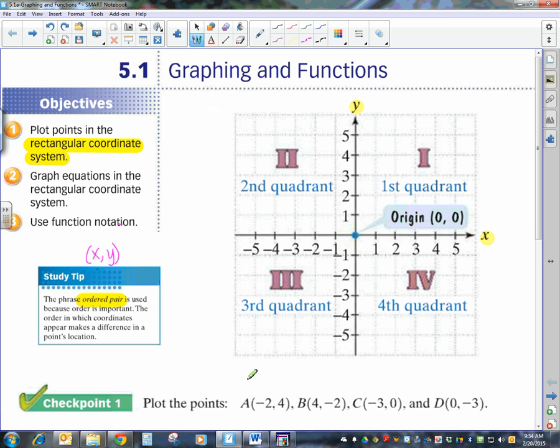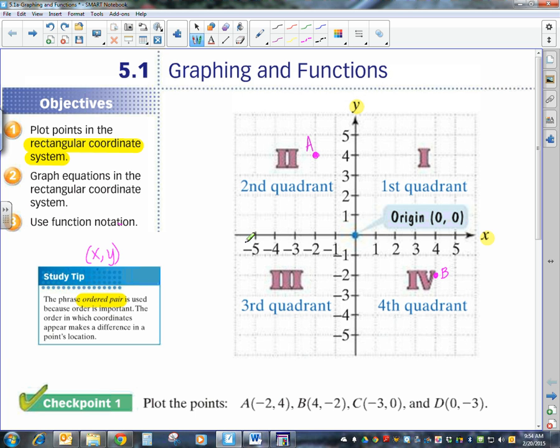So we have A is negative 2, 4. You always start at 0. The first number tells me left or right, so I'm going to go left 2 and then up 4. 1, 2, 3, 4. So we're going to put a dot and label that point A. Now point B. Again, you start at the origin. 1, 2, 3, 4 to the right because it's positive, and then negative 2 means I'm going to go down 2. So that's going to be right here, and I'm going to put the letter B next to it.